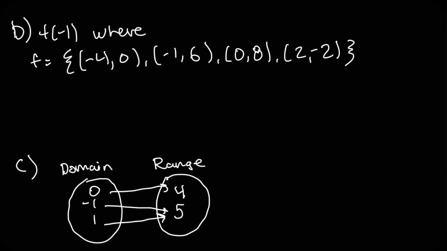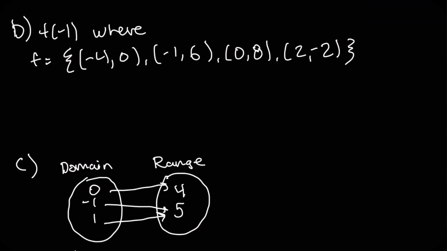B, find f of -1 where we're given these ordered pairs. So we want to figure out what's f of -1. Well, go ahead and figure out where your x is. So -1 right here corresponds to a 6. So f of -1 is going to be equal to a 6.